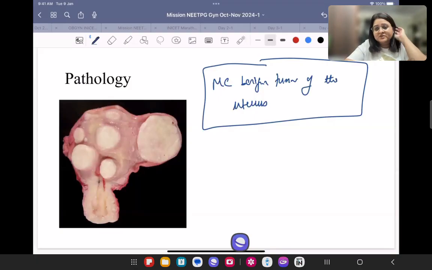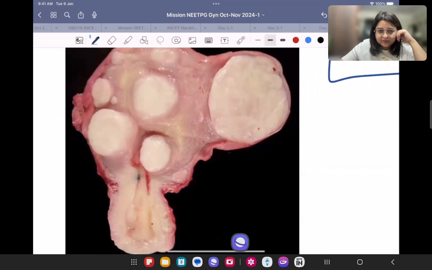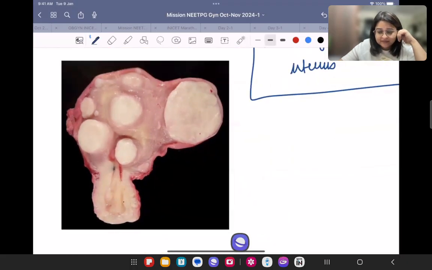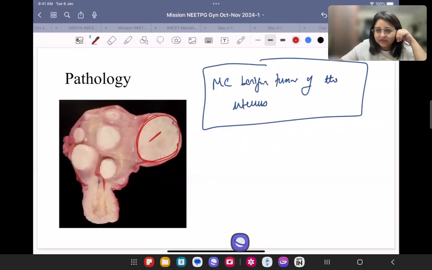Okay? So it is the most common benign tumor of the uterus. Okay? And this is how the gross specimen will appear. So you have these well circumscribed lesions. So well circumscribed, nice big lesions or small lesions, but you can make out they're whitish in color and they nicely have a nice outline.